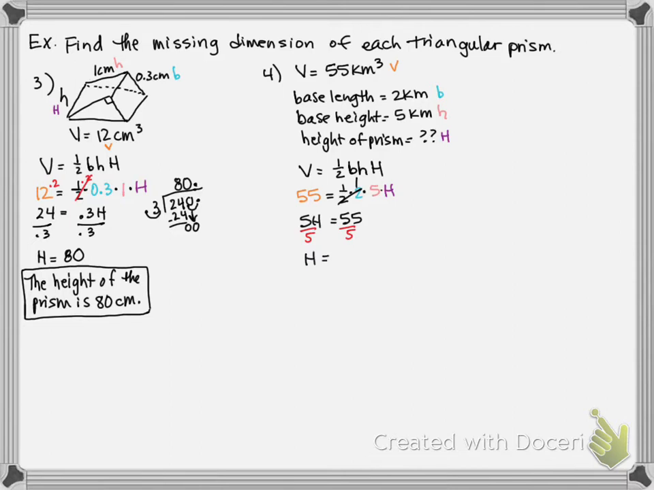And we get the height of the prism is 11. So that's what we say. The height of the prism, not of the base, but the prism. Height of the prism is 11, and the label would be kilometers.